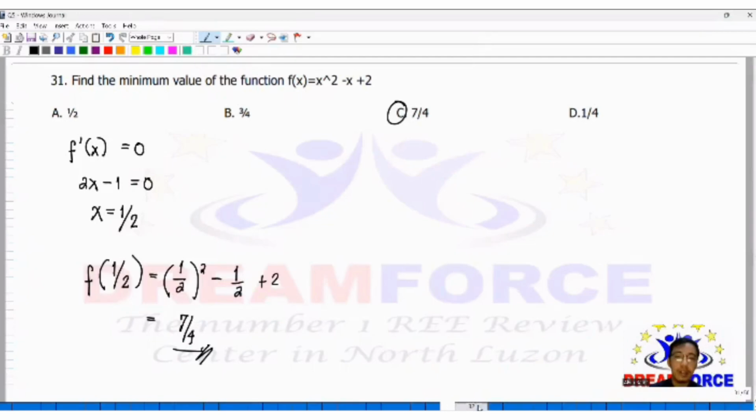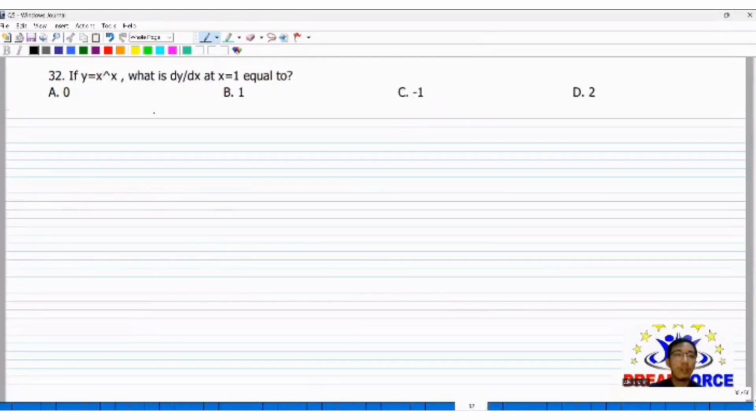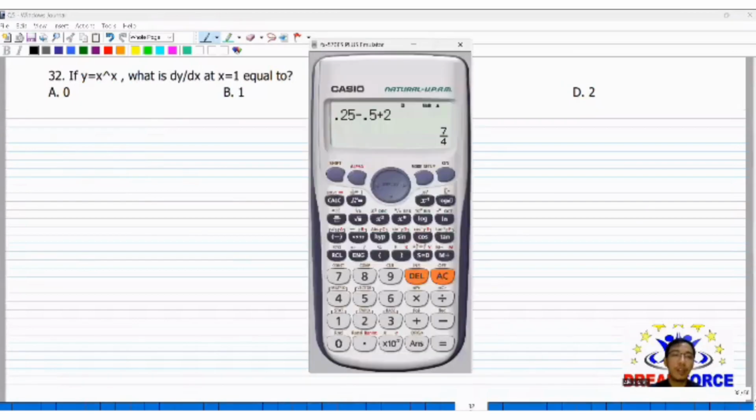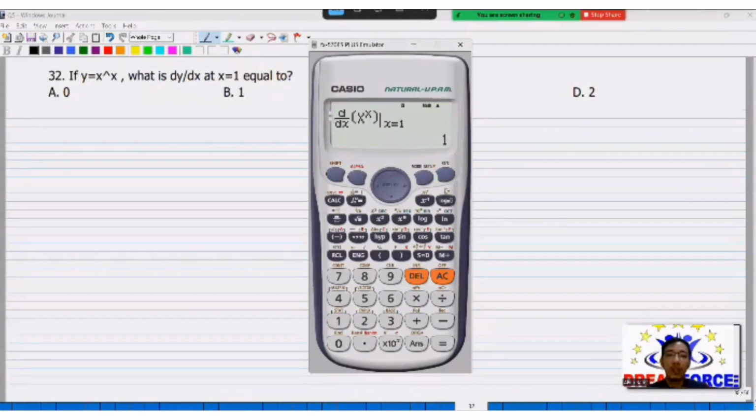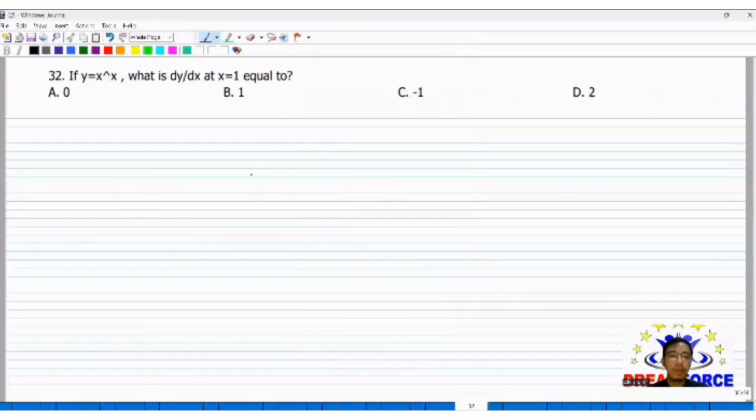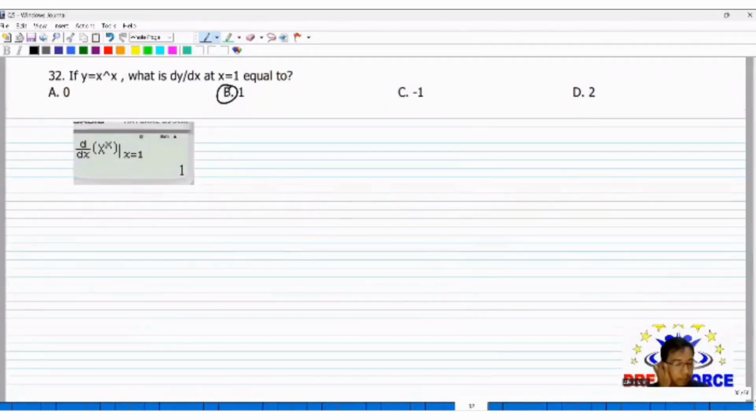Okay, next. 32. If y is equal to x raised to x, find the derivative of y with respect to x at x equals 1. So, direct calculator po yan. Derivative ng x raised to x at x equals 1, that is equal to 1. So, letter B is the answer.